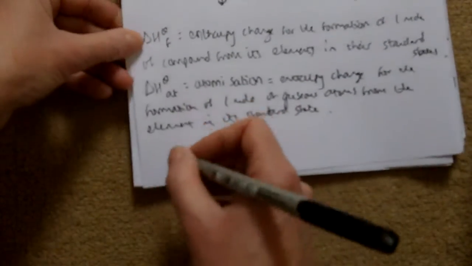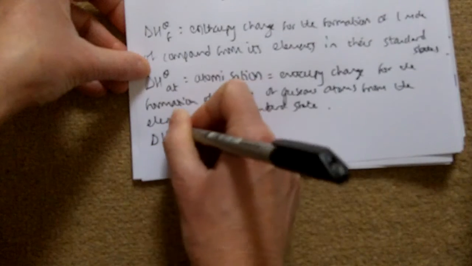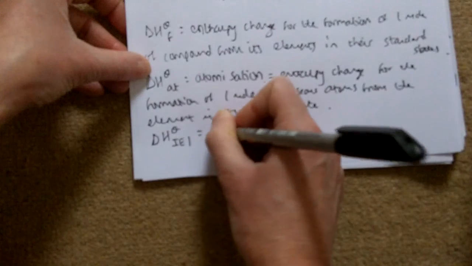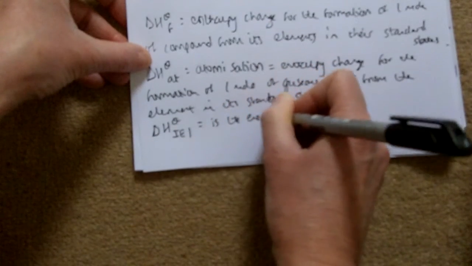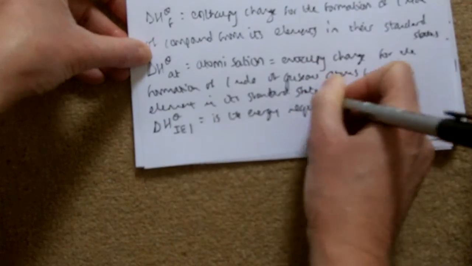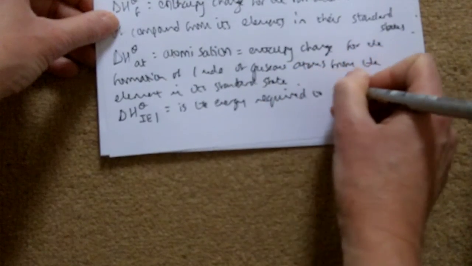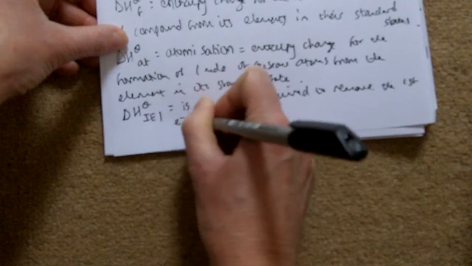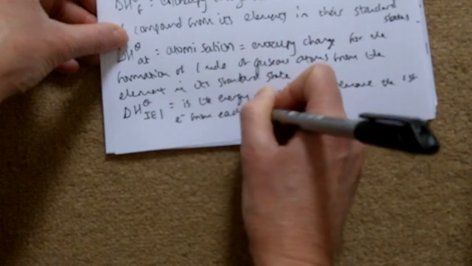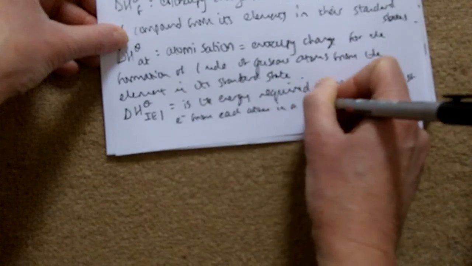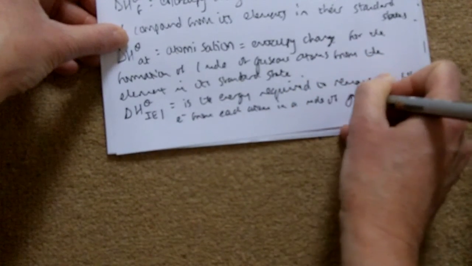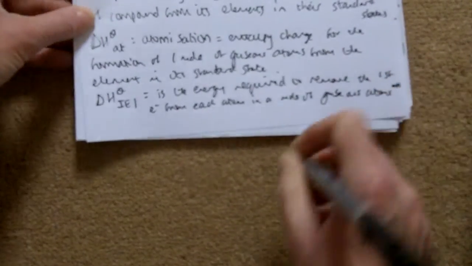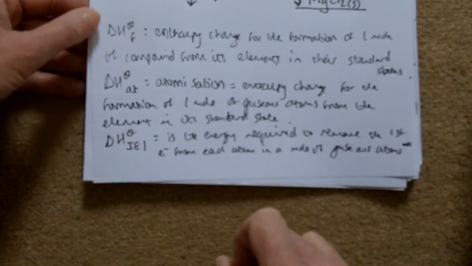Do I need to write this down? Alright, ionization energy 1 is the energy change to remove the first electron from each atom in a mole of gaseous atoms to give a mole of gaseous ions, etc.